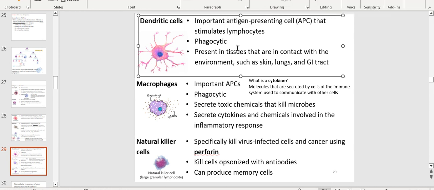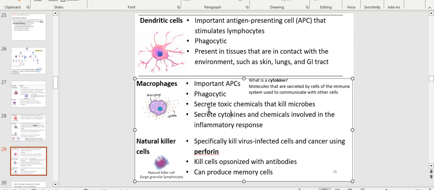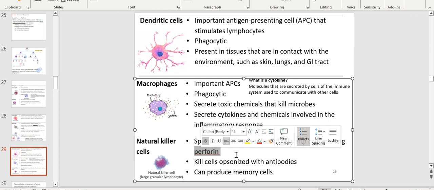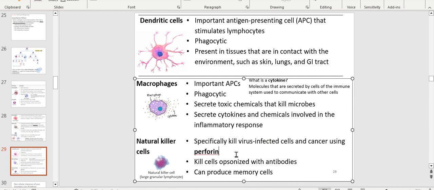We'll get there. Macrophages, important antigen presenting cells. They are phagocytic, and they secrete toxic chemicals that kill microbes. They secrete cytokines, and again, there's your little talk about cytokines, chemicals involved in the inflammatory response. Natural killer cells specifically kill virus-infected cells and cancer cells using perforin. They kill cells opsonized with antibodies and can produce memory cells. Perforin is just a chemical used to break cell walls and lyse them. I'll show you these.